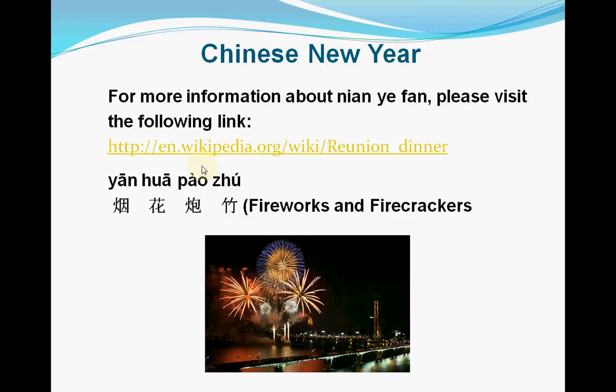Another thing Chinese people will do in the Chinese New Year is to use firecrackers and all the fireworks to celebrate the festivals. We call this 烟花爆竹. 烟花 means fireworks. 炮竹 means firecrackers. I still remember when I was a little girl, I had a lot of fireworks and firecrackers, even though they were very dangerous for me. The kids just love them, you know.